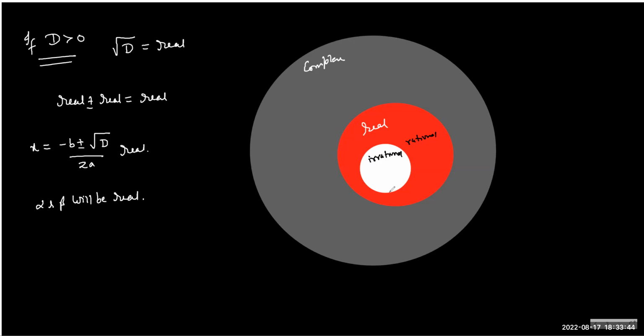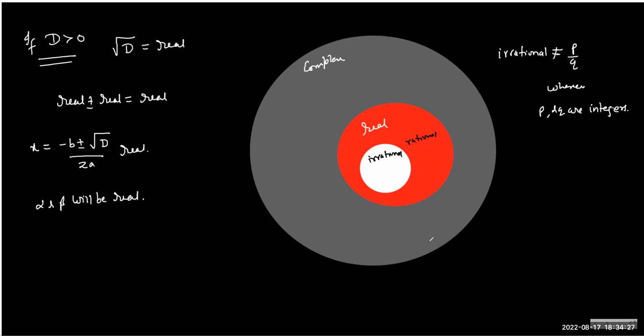What is irrational? Tell me, guys. A number is said to be irrational if it cannot be expressed in the form of p by q, where p and q are integers. Very good. So any number, if it is irrational, cannot be expressed as p by q, where p and q are integers.